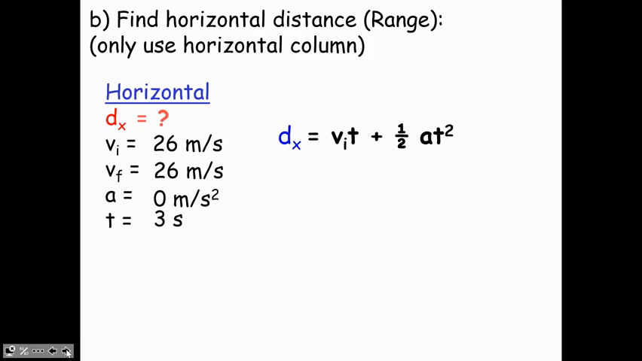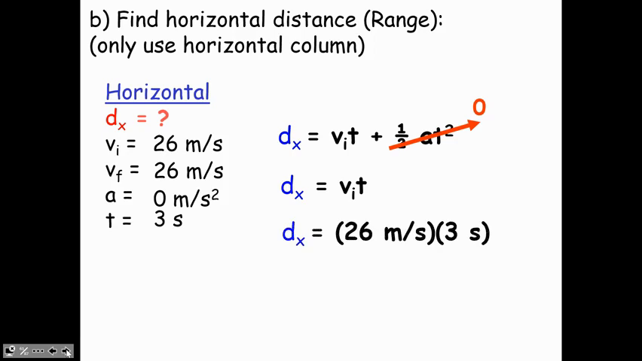To solve for the horizontal distance or displacement, I can use the equation d equals vit plus 1/2 at squared. And since the acceleration horizontally is 0, this whole second half of the equation will simplify to 0. So now I'm left with dx equals vi times t. I'm plugging in the horizontal velocity of 26 meters per second multiplied by the time of 3 seconds to get a range or horizontal displacement of 78 meters.